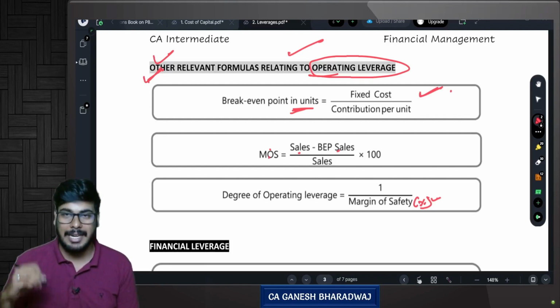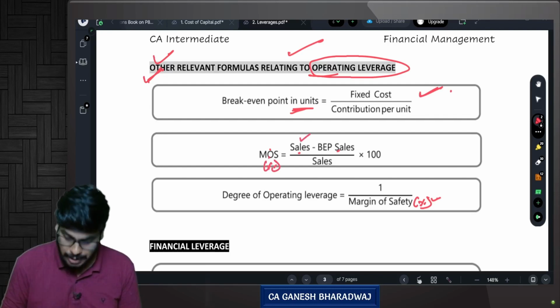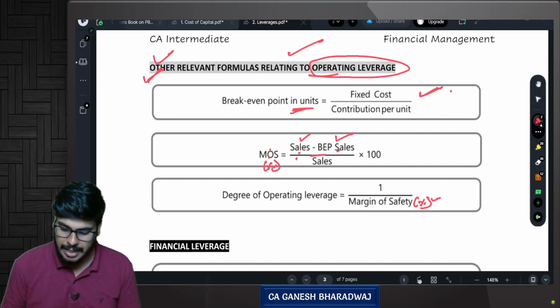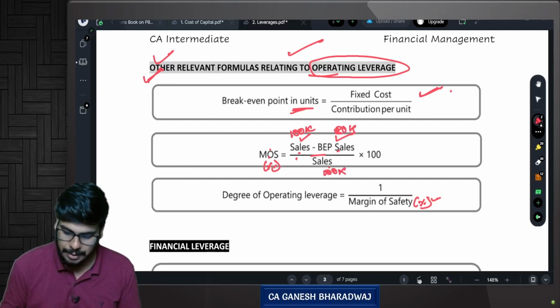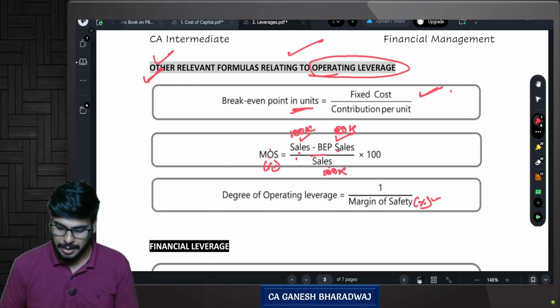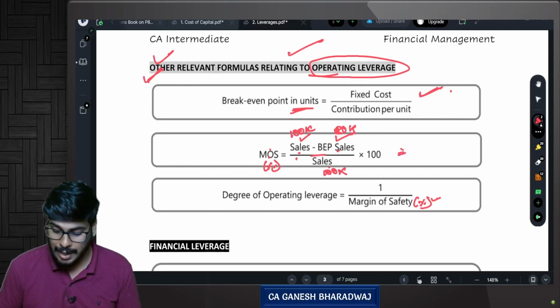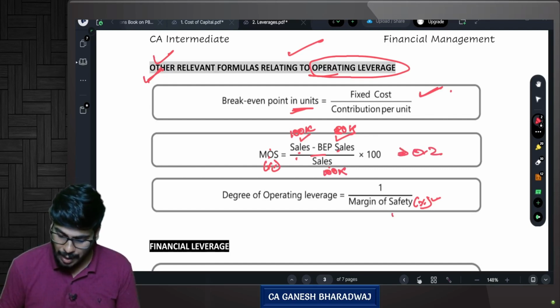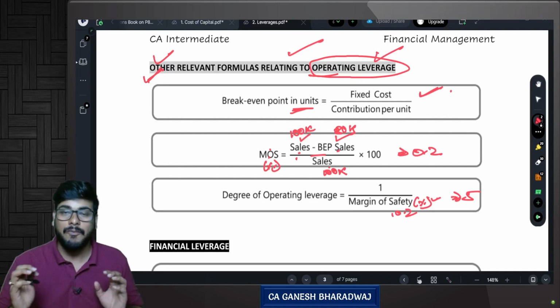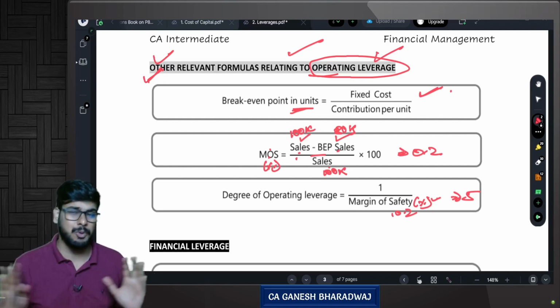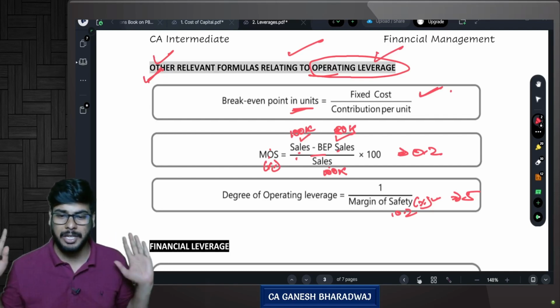Margin of safety as a percentage is going to be total sales minus break-even sales divided by total sales. In this case, it was 100,000 minus 80,000 divided by 100,000, correct? That is 20,000 divided by 1 lakh. That's going to be 0.2. And 1 divided by 0.2, you get exactly 5 times. Are you clear with this? There is an alternate formula that you can use for calculating the operating leverage. These are purely mathematical, nothing conceptual here. Are you clear with this?